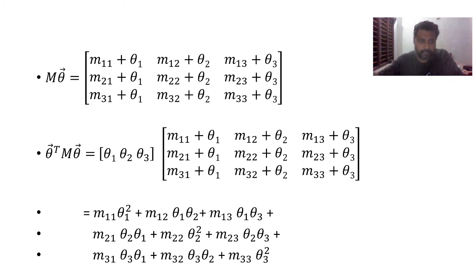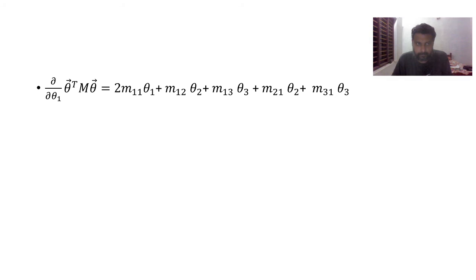So now what we'll do, we'll take dou by dou theta 1 of theta transpose M theta, similarly dou by dou theta 2 of theta transpose M theta, and dou by dou theta 3 of theta transpose M theta. So first we will take dou by dou theta 1 of theta transpose M theta. With respect to theta 1, that is nothing but 2 m11 theta 1 plus m12 theta 2 plus m13 theta 3, differentiating with respect to theta 1, plus m21 theta 2 plus m31 theta 3.